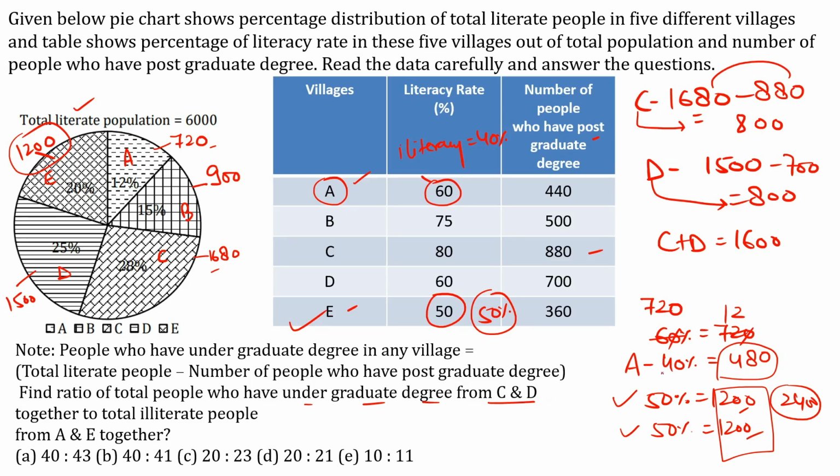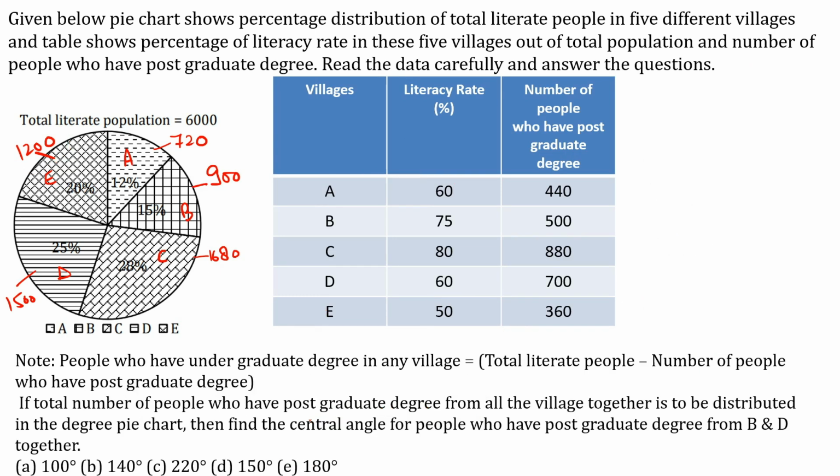So A and E is equal to 1200. We have to find the ratio. The ratio is 1200 divided by 1200 plus 480, that means 1680. So we can find the ratio: 4 by 16, 4 by 8... 20 ratio 21 will be the right answer. I hope you got the question. Let us move to the next question.